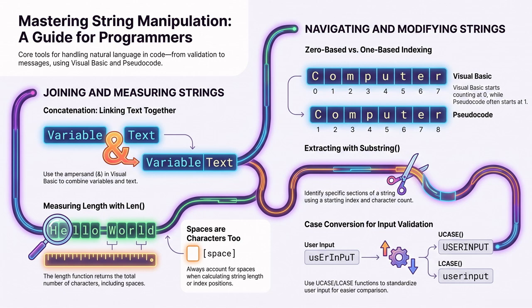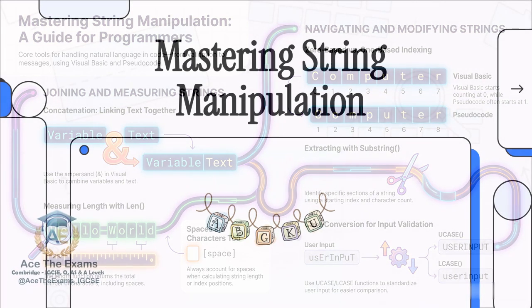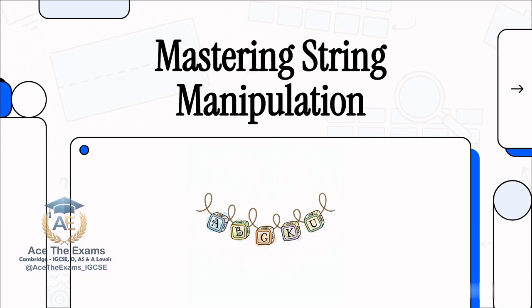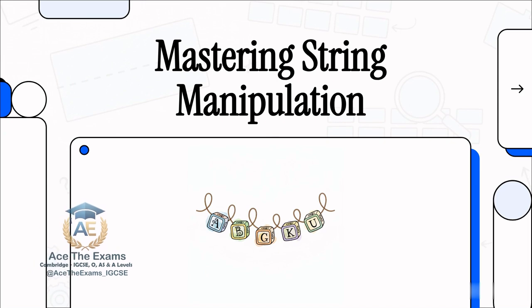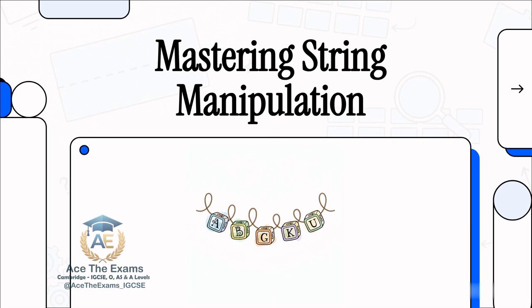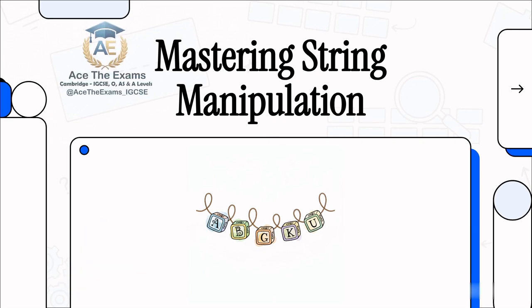Welcome to this explainer on mastering string manipulation, an absolutely crucial toolkit for scoring top marks in your Cambridge IGCSE 0478 computer science exam. I am seriously thrilled to guide you through this today. Think of string manipulation as your ultimate superpower for handling text in your code. It's not just about making things look pretty, it's about controlling data, preventing errors, and proving to the examiner that you truly understand how computers process human language.